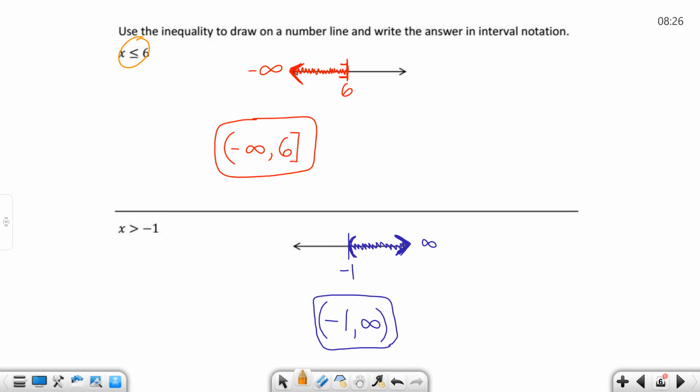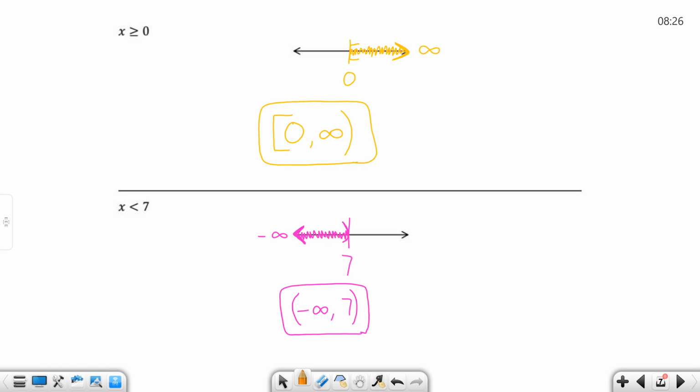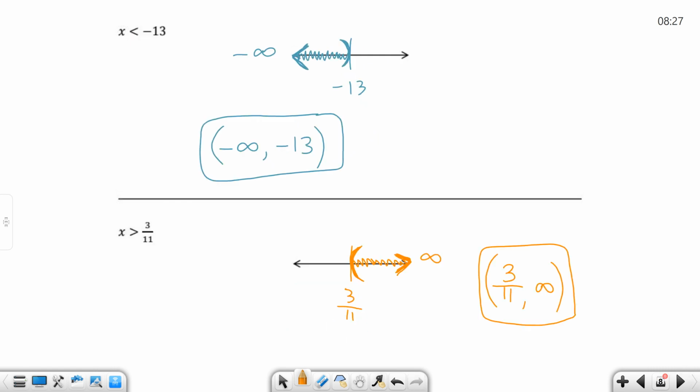Points left, shades left. Points right, shades right. Let's look at the next page. Which way is this pointing? To the right. Which way did I shade? To the right. Which way is this pointing? Left. Which way did I shade? Left. Look at that. If the variable is on the left, your inequality will point to where you shade.